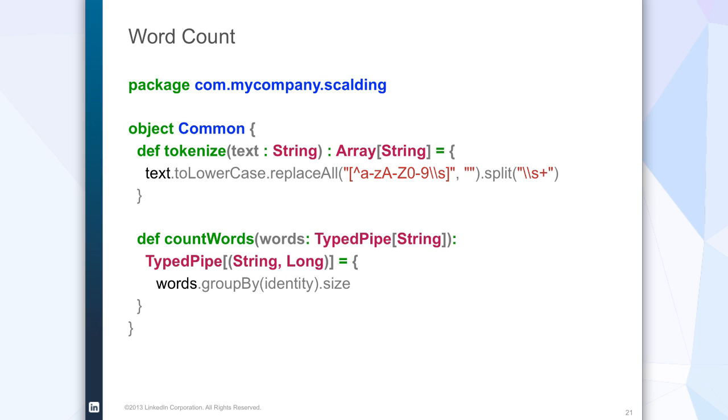So again, the Scala syntax: countWords is the name. It gets words from type pipe of string. This is like Java generics, the square brackets. And it returns, like we saw, a type pipe, but instead of just a string, each string will be associated with a long that stands for the count. So all we did here is, instead of taking our code inside a big job definition, we created a function that we can use.